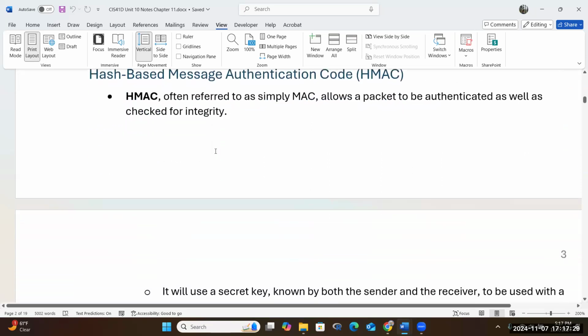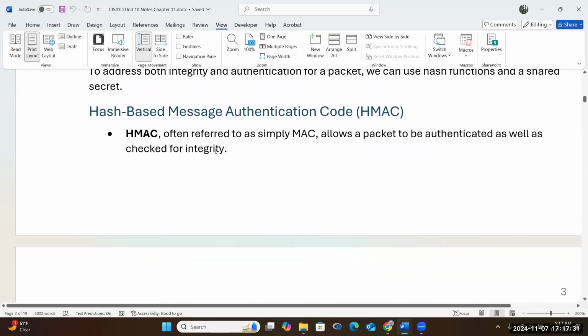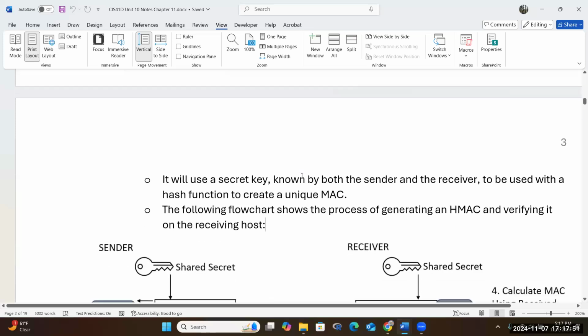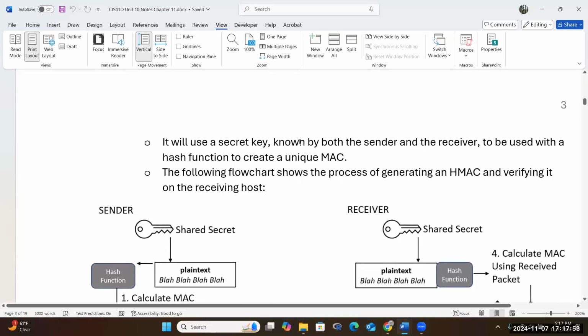All right, the next section refers to HMAC, also known as MAC. This is used for packet authentication. It's useful for integrity checks, but is it very strong? No, right? Because it is packet authentication. It's not true authentication. So there is some flaw in that.